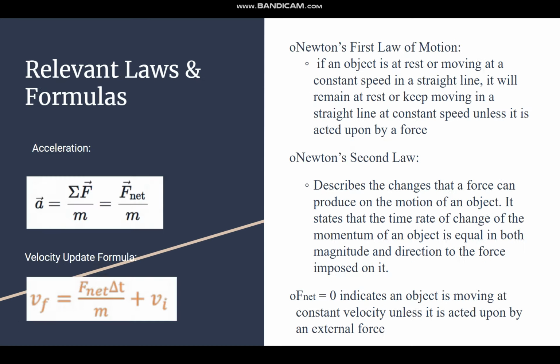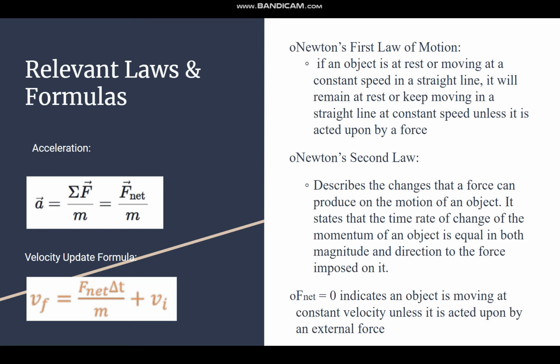So, the relevant laws and formulas are acceleration and the velocity update formula. And as we know, Newton's first law of motion is if an object is at rest or moving at a constant speed in a straight line, it will remain at rest or keep moving in a straight line. And Newton's second law is basically F equals ma. It describes the changes that a force can produce on the motion of an object.